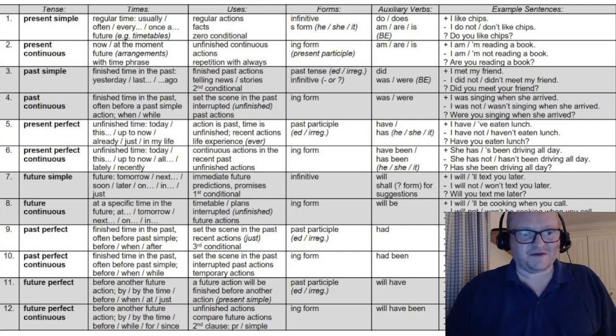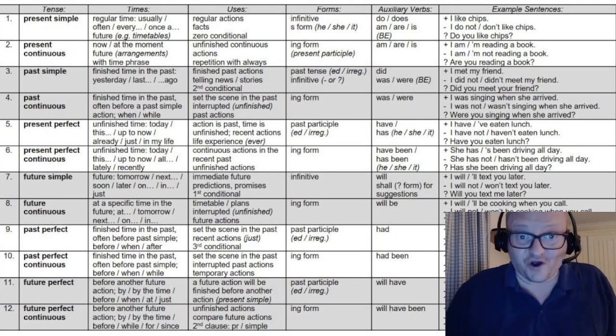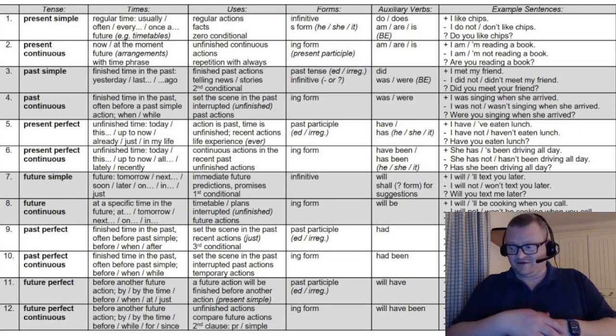So we come to past simple and past continuous. Past simple is a finished action in finished time. The time is finished, the action is finished. It's yesterday, it's last week, last month, it's ago. We can't go back to this time. It's not possible. Please tell me if I'm wrong. Any scientists?